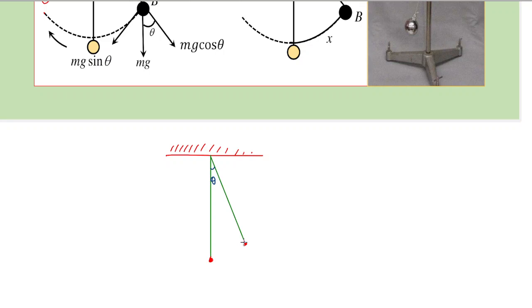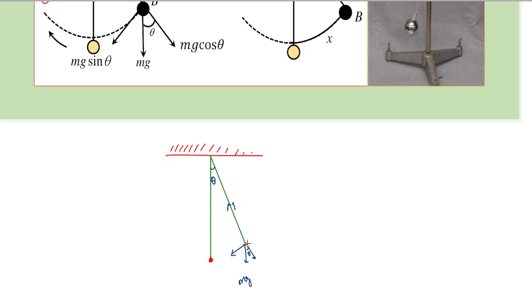Then at this point it will have two forces. One force is mg, which always acts vertically downwards like this, and also there will be a force which acts in the string called tension. Here these two forces act in different directions. Now to understand in a better way, let's resolve the force mg into two components. So we'll take one component which is normal to the tension and one component which is along the line of tension.